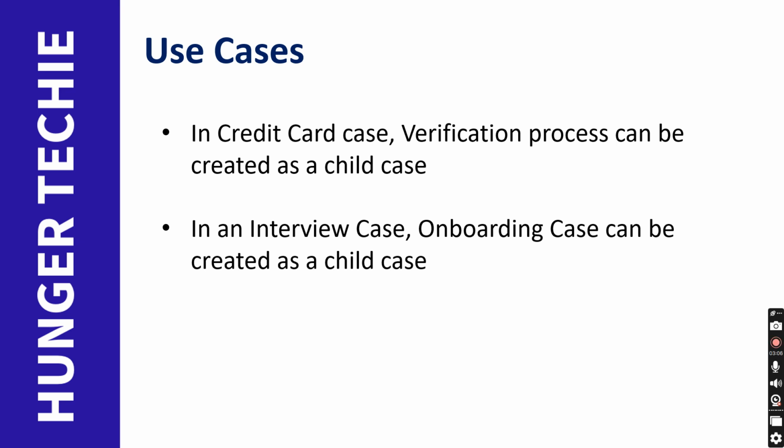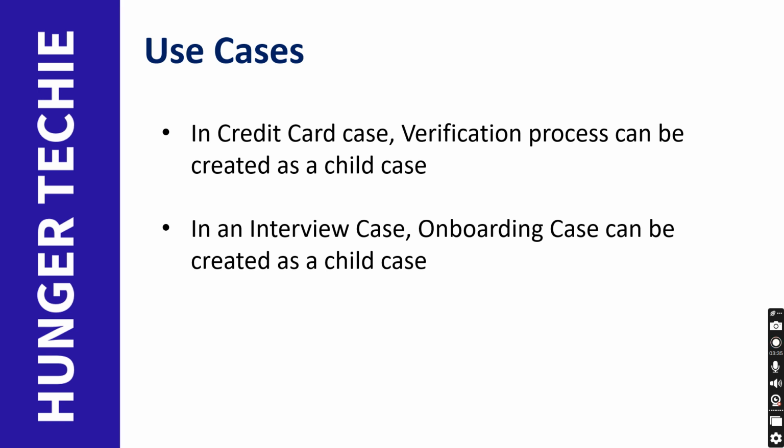We can have one child case for onboarding and one child case for background verification, so that they both can run in parallel. So if you want to execute anything in parallel, then we can go for a child case. Also, if in a single stage there are multiple steps involved and you want to track that particular stage separately, then also we can go for a child case. So this is about the theory.